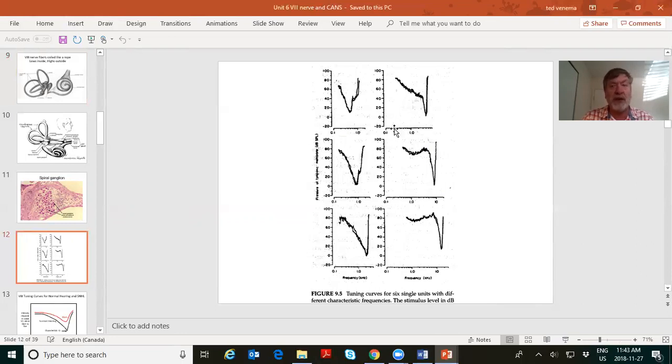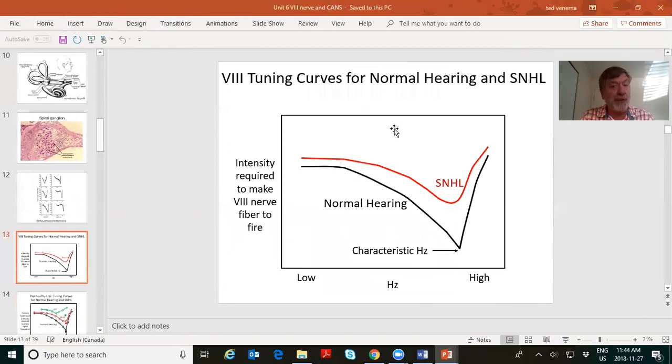Well, that makes sense because each neuron fiber is attached to a different inner hair cell located at a different place along the basilar membrane. So that makes sense. But note that they are asymmetrical, and note that when you've got sensory neural loss, they become more rounded. In other words, it takes more decibels to get that neuron fiber to fire, plus an astonishingly wide variety of frequencies can get that neuron fiber to fire.